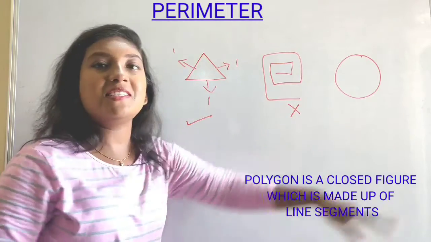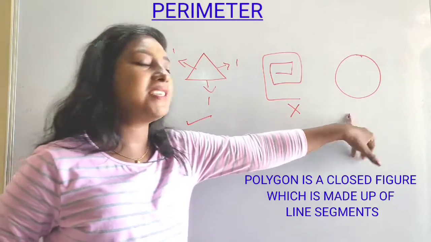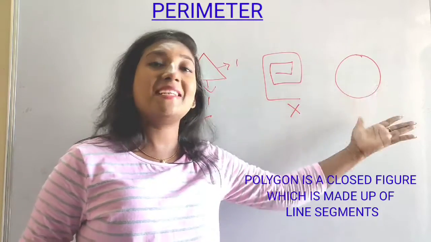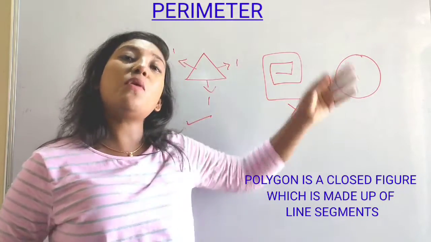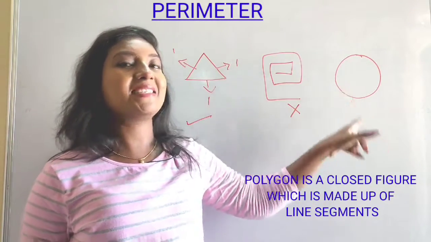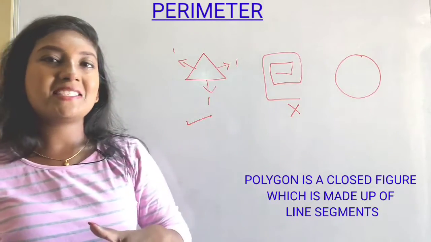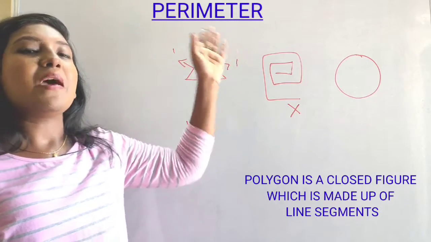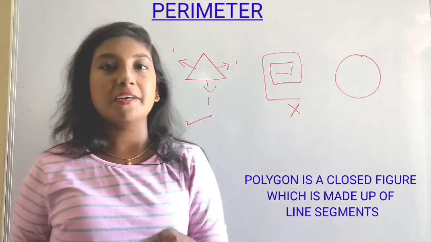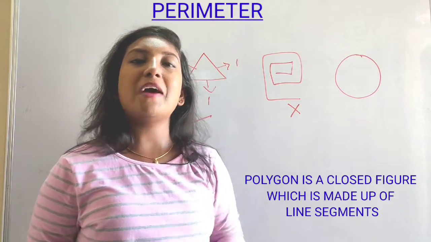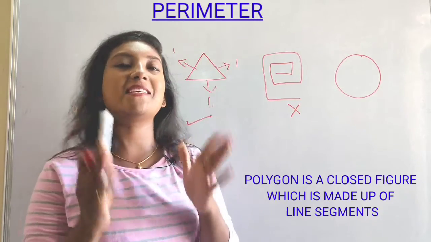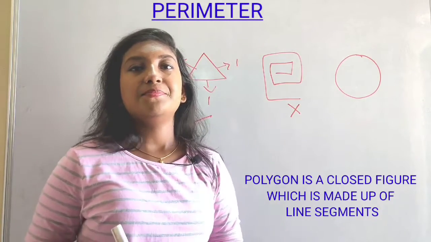If you see this, what is this? This is a circle. Do you see this circle is a polygon? No, it is not a polygon because there are no line segments here. And even though it is a closed figure, it is not a polygon because it does not have line segments. So, a polygon is nothing but a figure which is made up of line segments and it must be a closed figure. Now, we are going to find the perimeter, as we already know the definition of a polygon and what exactly a polygon means.